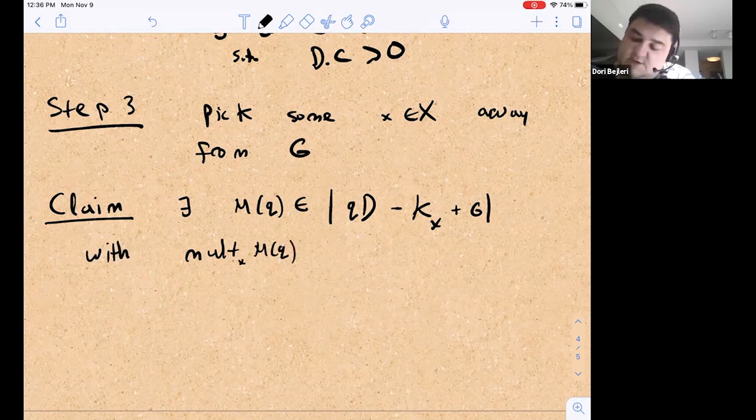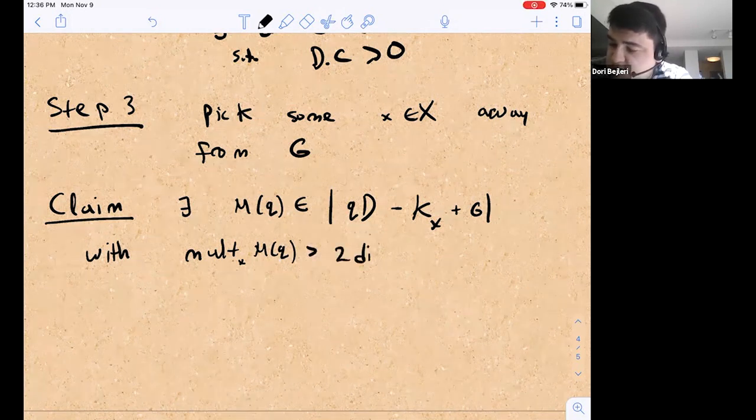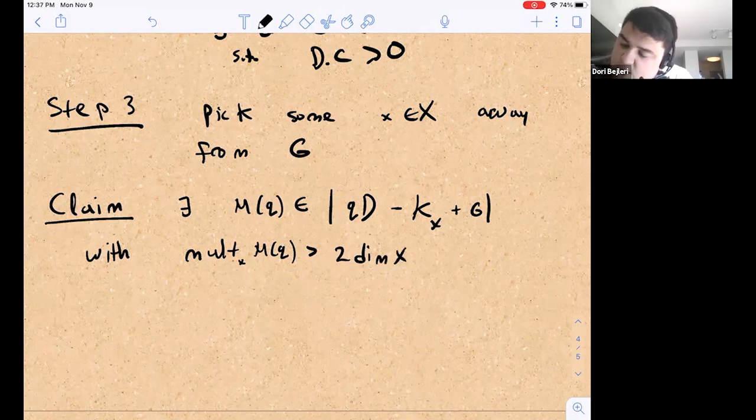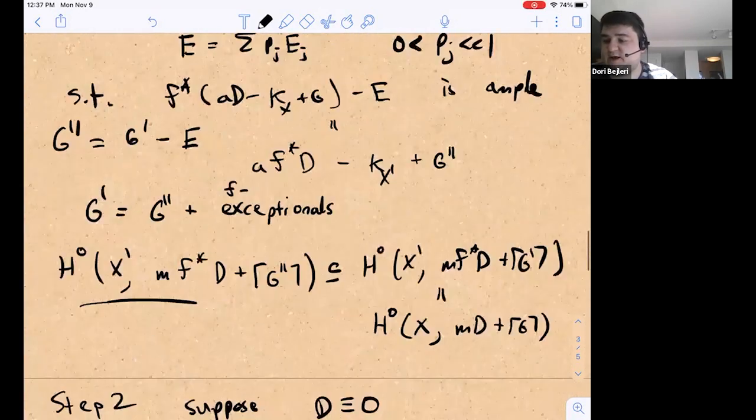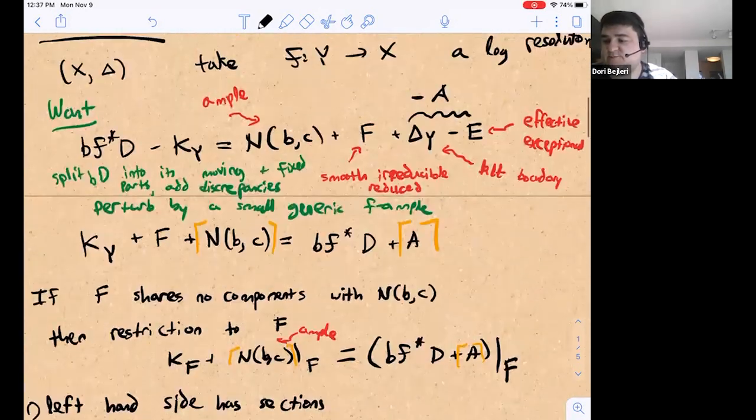Maybe I really should say, well, let me finish writing down and then I'll say what I really mean, because I didn't say what Q is. So we'll say that for all Q large enough, the claim is that we can find a divisor whose multiplicity at this point is large. And so then we'll split up this expression.